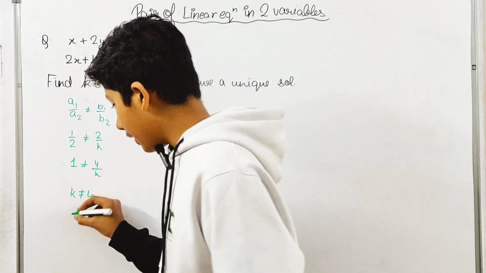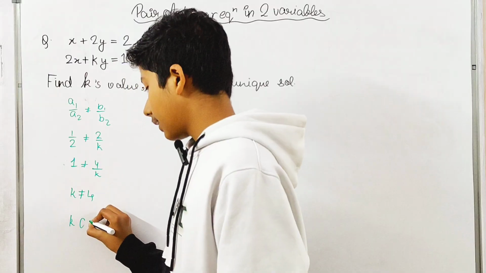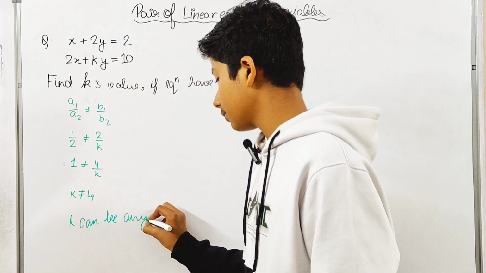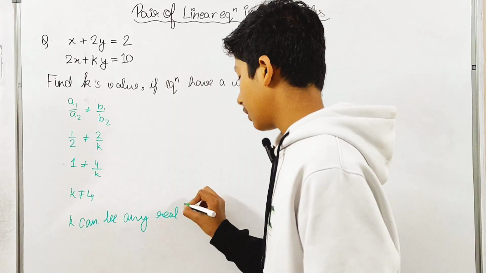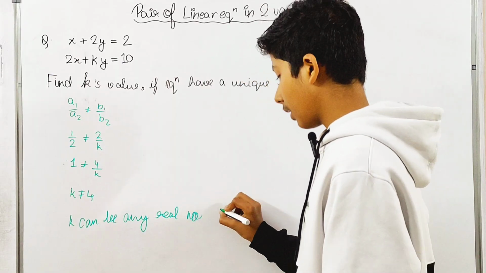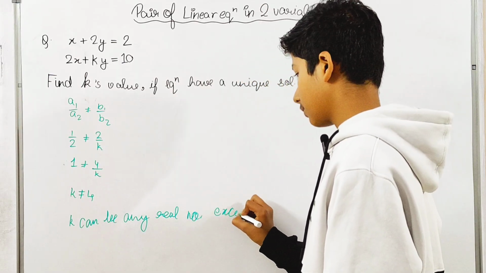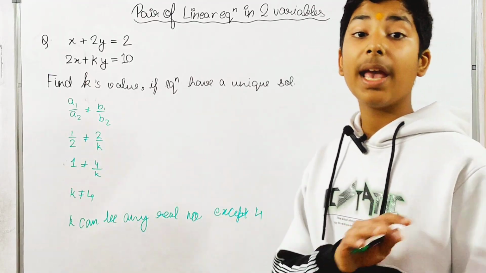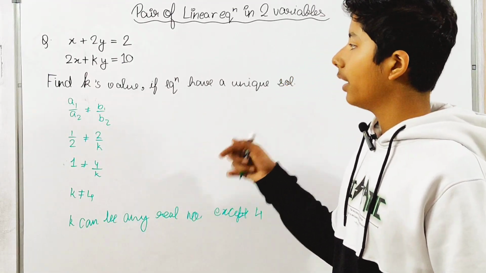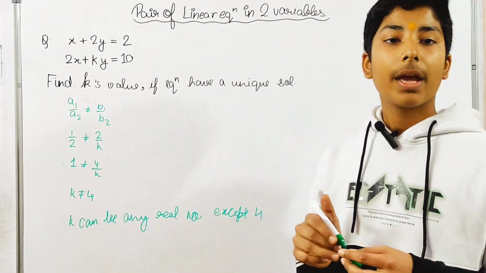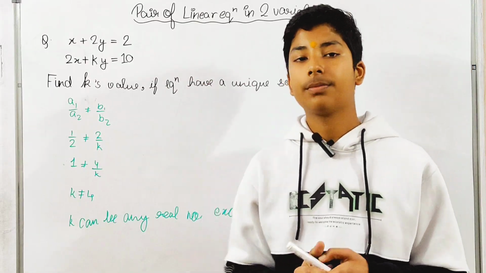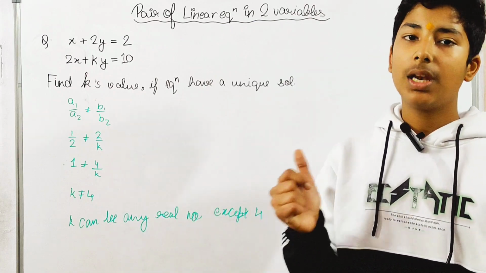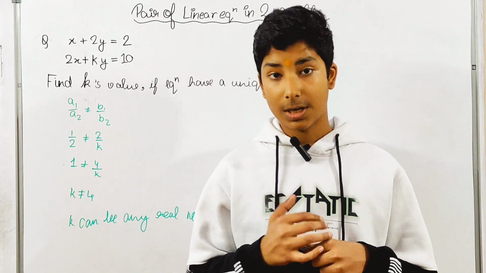So I will have to write k can be any real number except 4. Means k can be any real number except 4 to make this equation a unique solution. I hope you have understood this. Now we will continue with the last question of this introductory video.